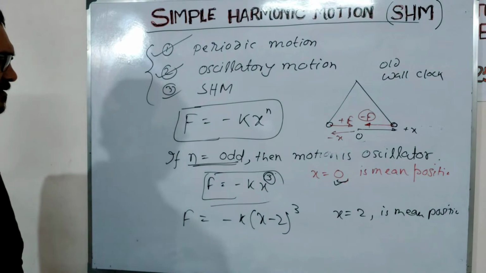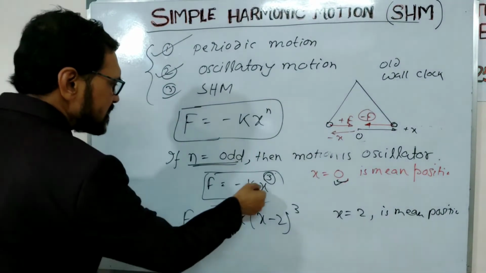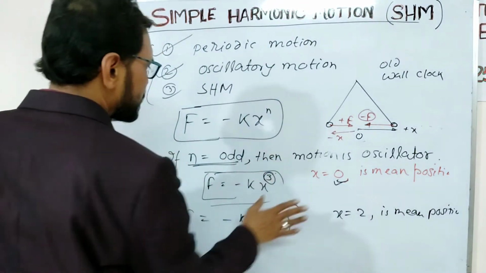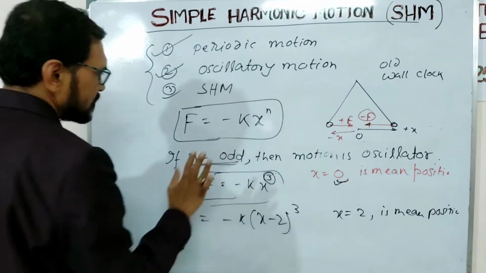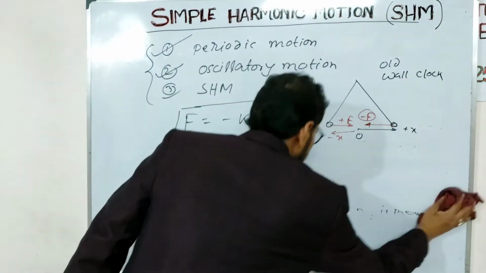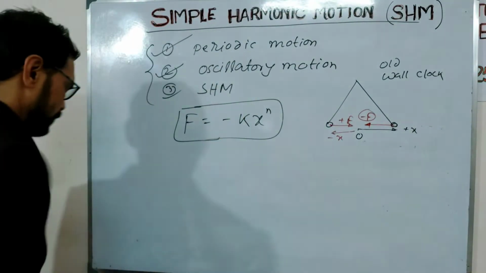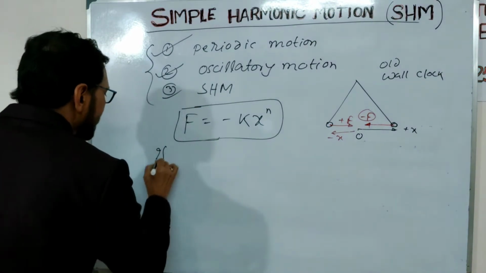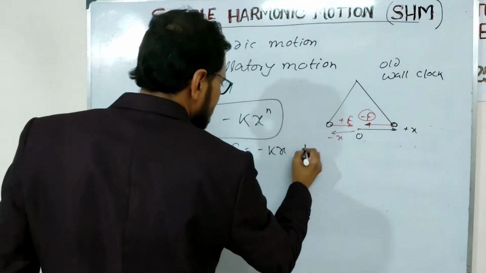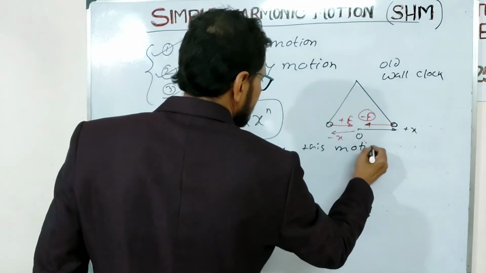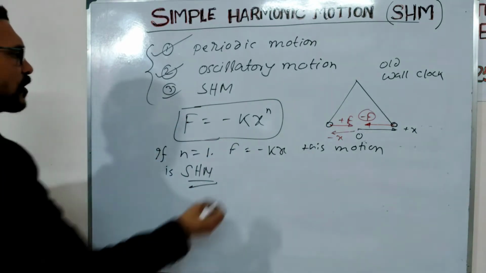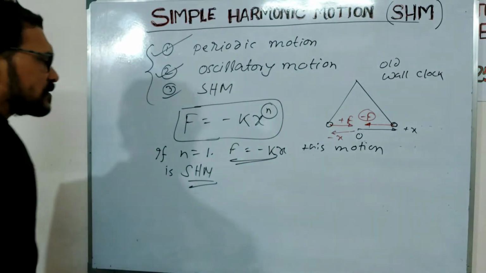Okay. So in this type of motion, if n is odd, then the motion is oscillatory motion. 3, 5, every odd power denotes oscillatory motion. Now if particularly n equals 1, then f equals minus kx, and this motion is simple harmonic motion, SHM.